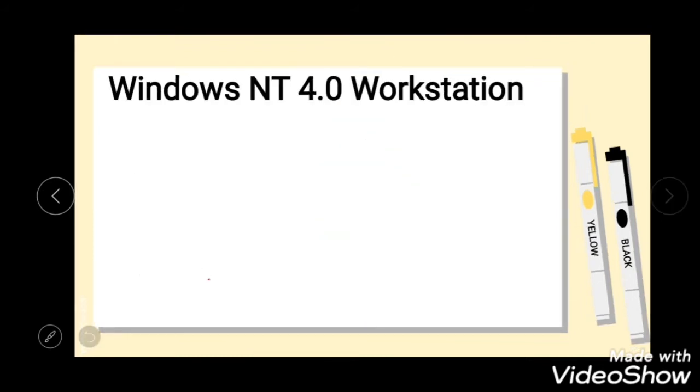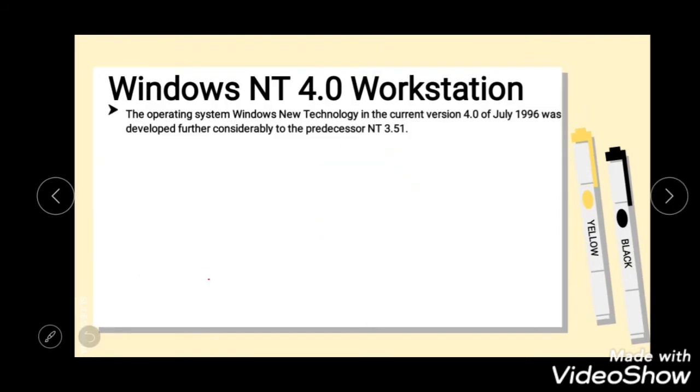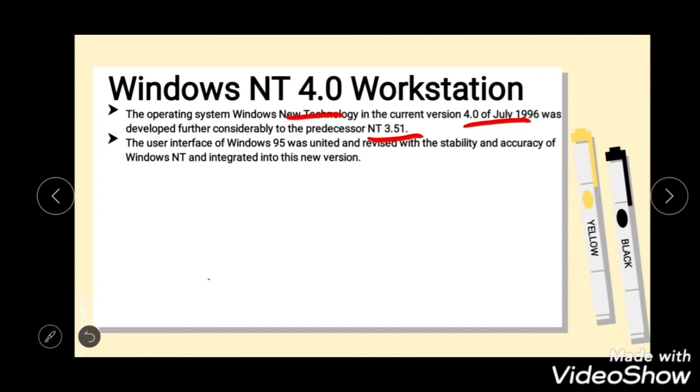Just go through the overview section of Windows NT. The operating system Windows NT stands for new technology. NT we say like new technology. The version 4.0 was released in July 1996 and developed further considerably the predecessor NT 3.51.